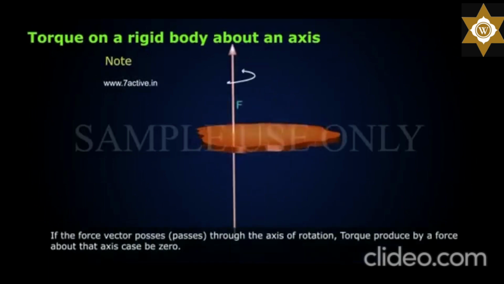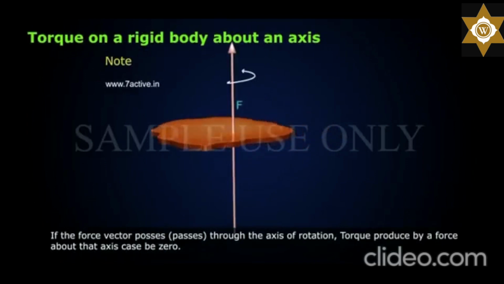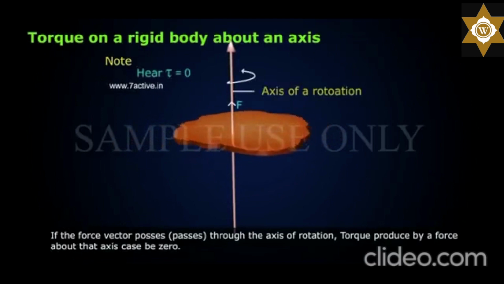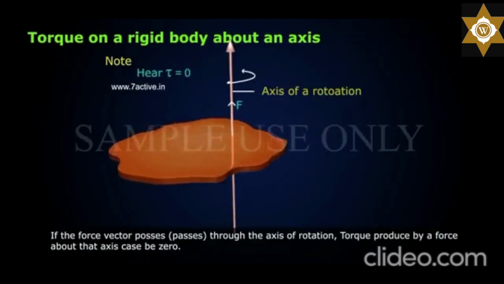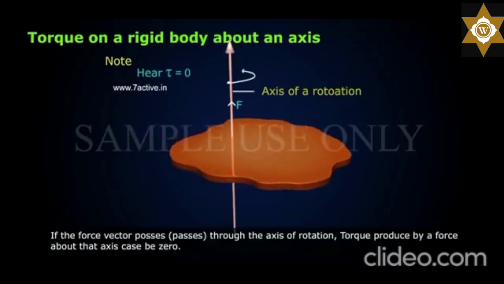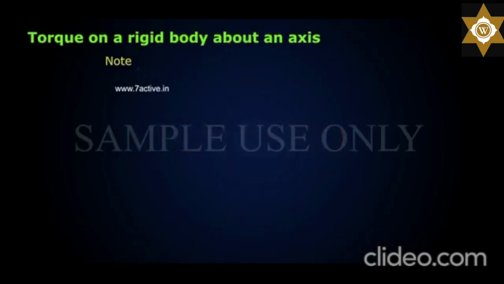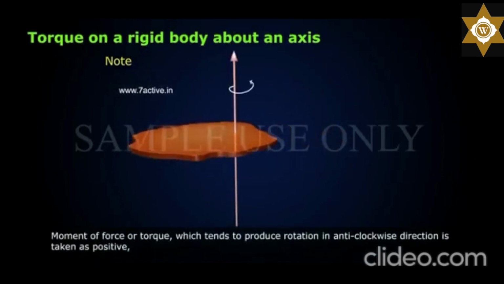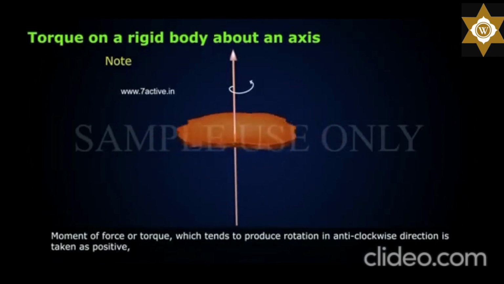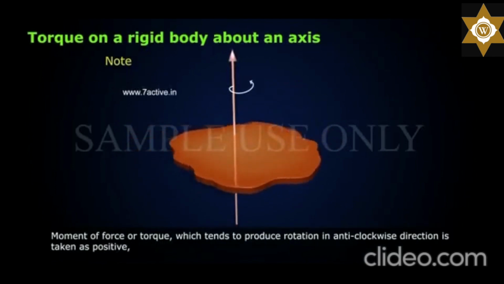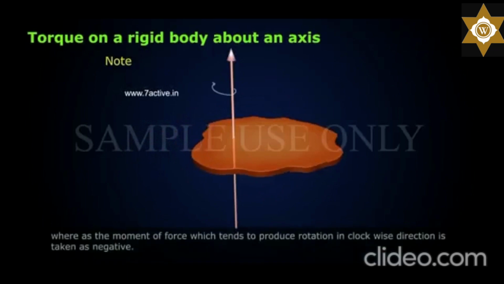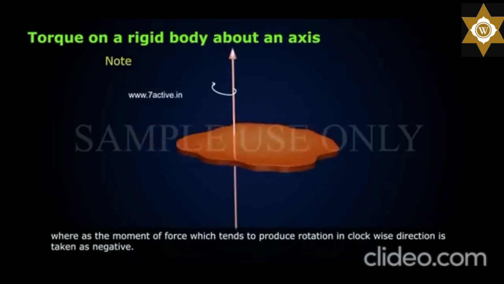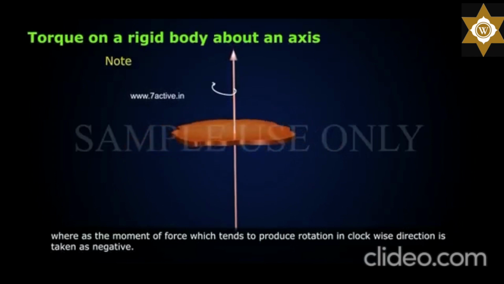Note, if the force vector passes through the axis of rotation, the torque produced by the force about that axis will be 0. Note, moment of force or torque which tends to produce rotation in the anticlockwise direction is taken as positive, whereas the moment of force which tends to produce rotation in the clockwise direction is taken as negative.